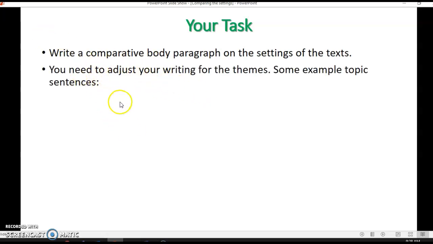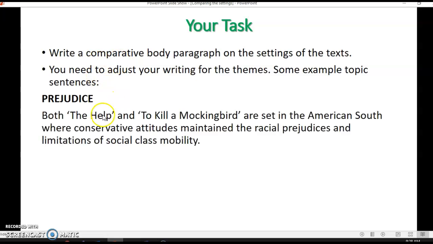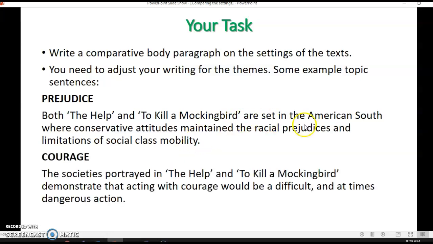Some example topic sentences are, so for prejudice, both The Help and To Kill a Mockingbird are set in the American South where conservative attitudes maintain the racial prejudice and limitations of social mobility. Okay, so we could imagine this essay has talked about the effect of prejudice on Tom and Aibileen, for example, and then maybe Mayella and Celia, okay? And then you would talk about how the society kept segregation and also limited social mobility.